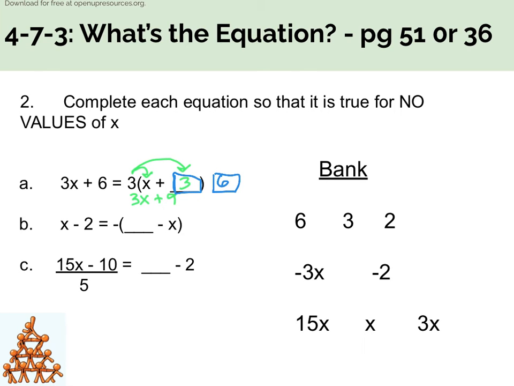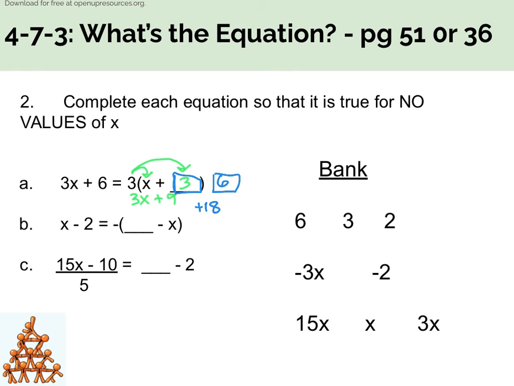3 times 6. What is 3 times 6? Oh, that's 18. So that's going to be plus 18 on this side. Does that make it so that that is false? 3x plus 6 equals 3x plus 18. That makes it false. So it's going to make it true for no values. Okay, so we can think of different numbers that we can put in there.